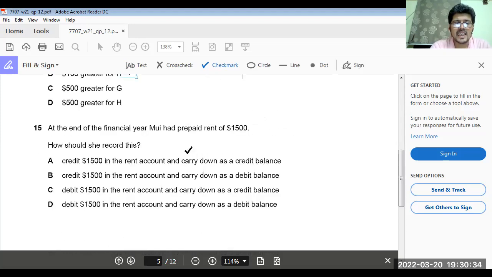Okay. At the end of the year, Lucy had prepaid rent of 1,500. How should he record this? Okay. Now, when an accountant or an owner comes to realize that rent expense includes an amount of 1,500, what does she have to do? She will credit rent expense, and prepaid rent will appear as a debit. Okay. So B option should be the answer.